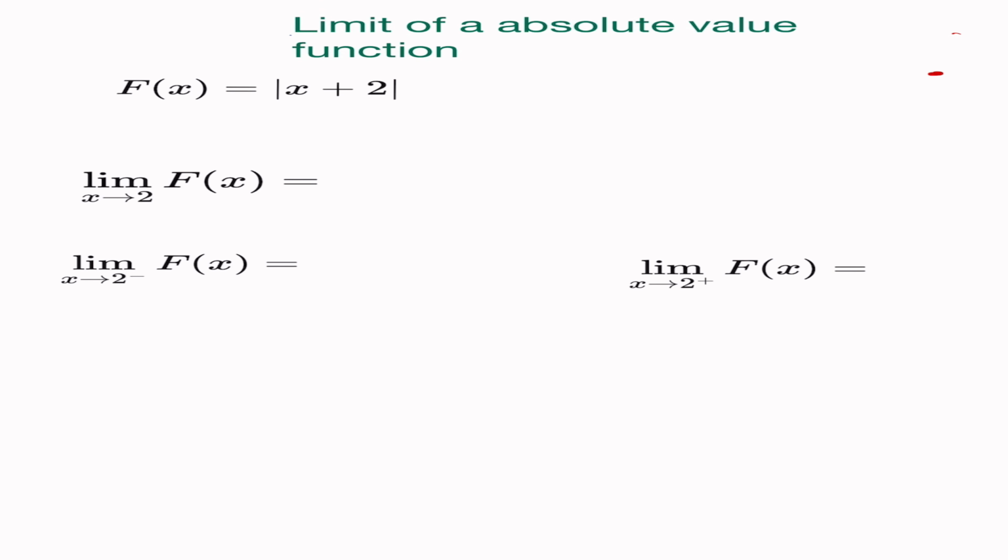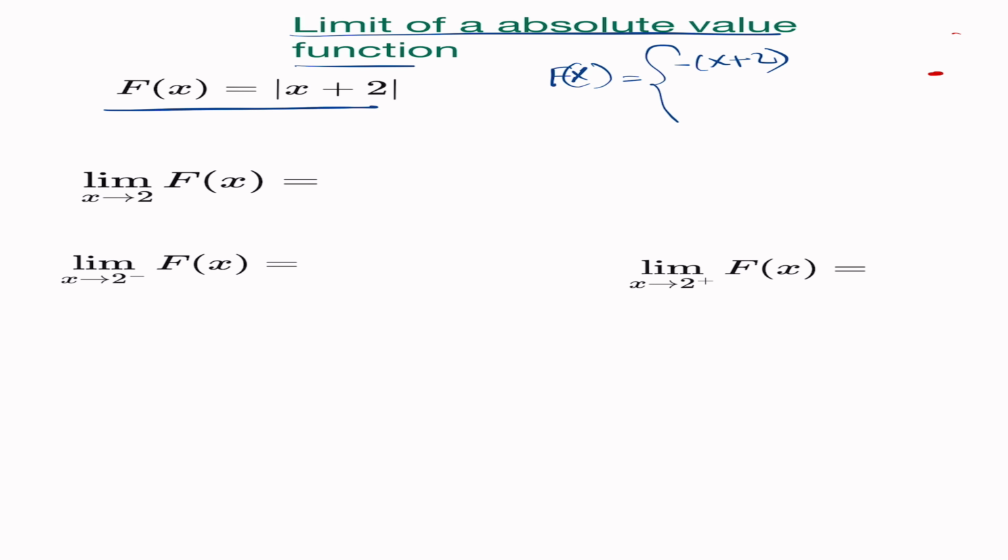Let's talk about limit of absolute value function. Okay, so whenever we see the absolute value function, we just simply write it down in a piecewise function. For let's say this function, you can just write down this function as a piecewise function like this: f of x equals negative x plus 2, since it's absolute value, and x plus 2. Here, since x is approaching 2, negative x plus 2 if x is less than 2, and simply x plus 2 if x is more than or equal to 2.